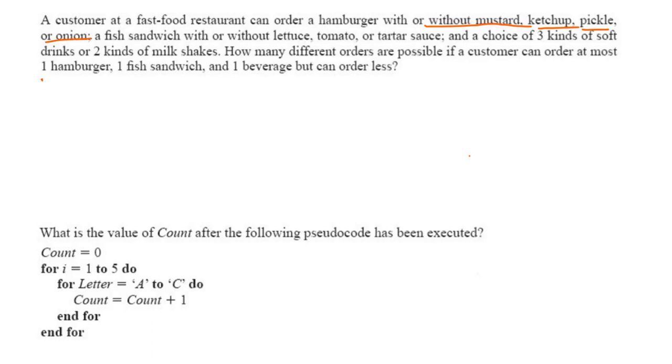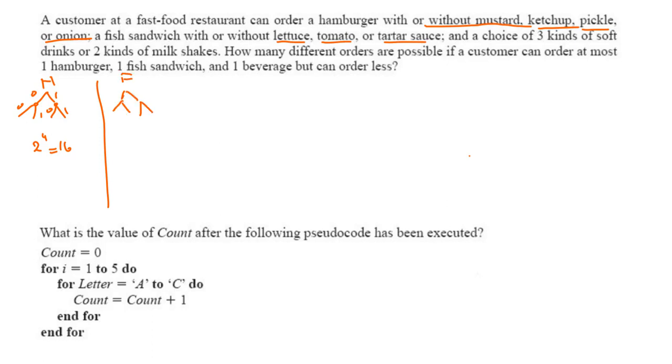So like the hamburger, you could have without or with onion, without or with ketchup, without, and so on. So here we have 2 to the power of 4 or 16 choices for the burger. And the fish sandwich with or without lettuce, tomato, tartar sauce. So we have 3 choices for the fish.